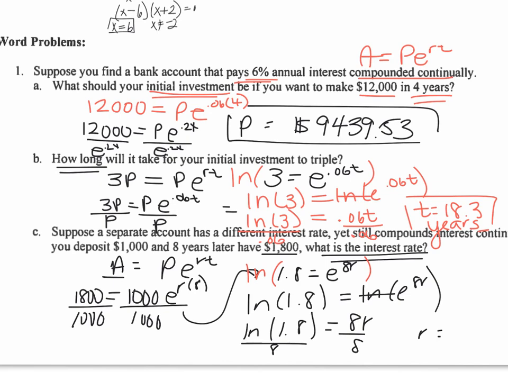I get r is 0.0735. To turn that into a percent, it would be 7.35%.